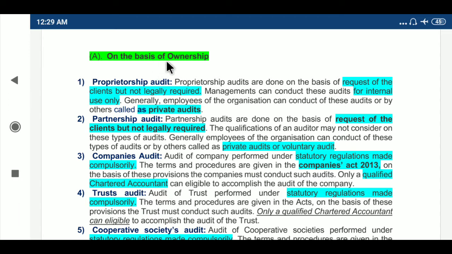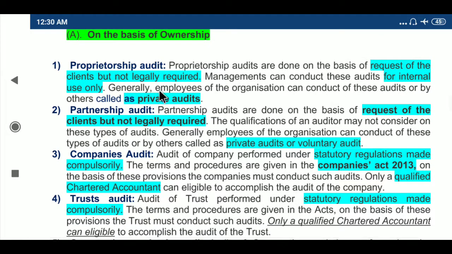First, on the basis of ownership. The audits can be further divided, first one, proprietorship audit. Proprietorship audit means sole trading concerns. Proprietorship audits are done on the basis of request of the clients but are not legally required. Managements can conduct these audits for internal use only.